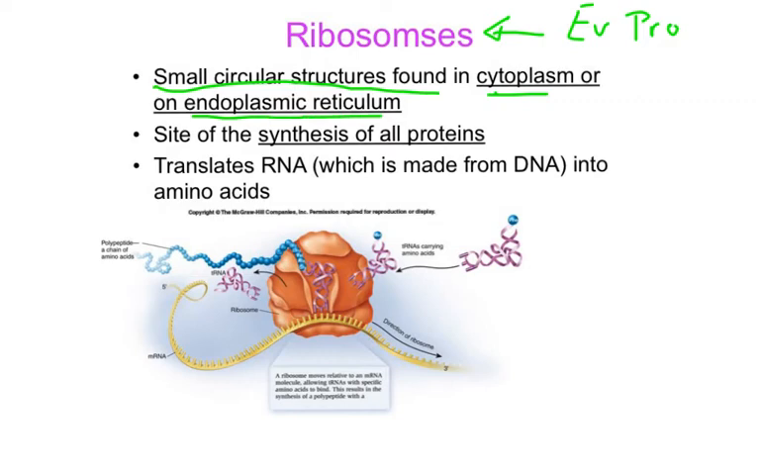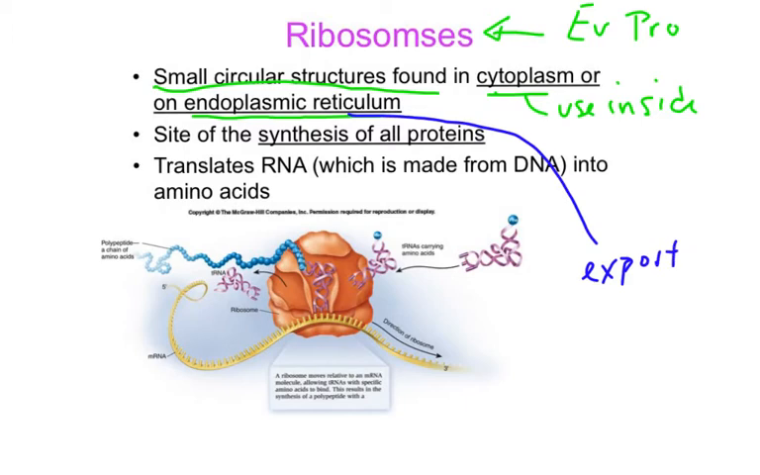The ribosomes that are in the cytoplasm are typically making proteins that are going to be used inside the cell, and ribosomes that are embedded in the endoplasmic reticulum, or ER, are typically making things for export, things that are going to leave the cell. This is where all of your proteins are made. And what they're doing is they're going to translate RNA, which is made from DNA, into amino acids.